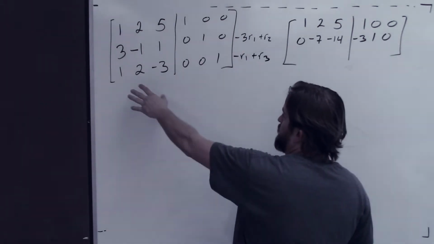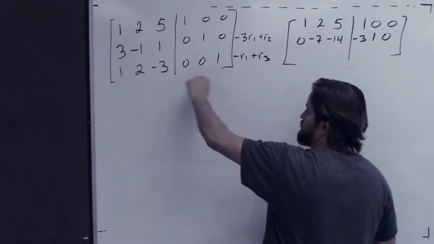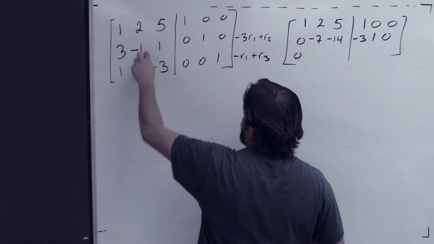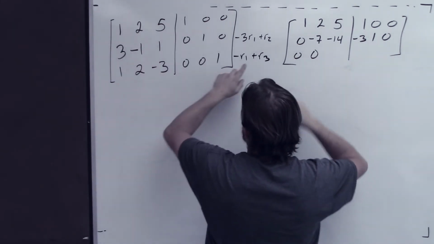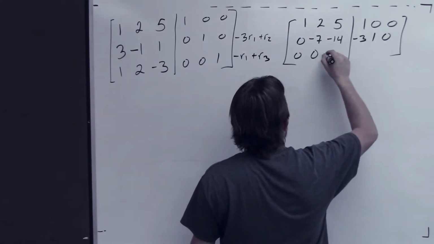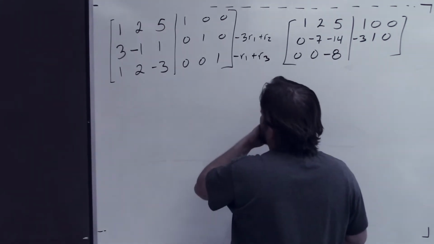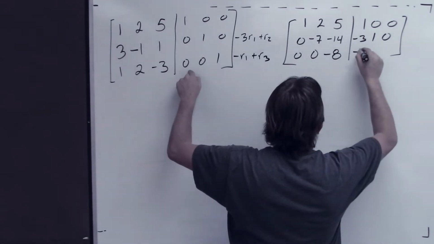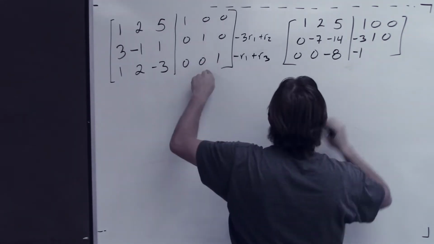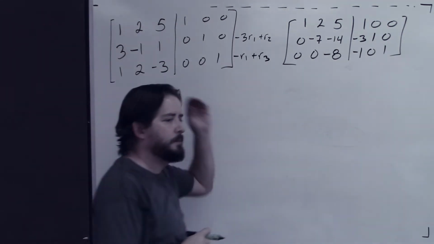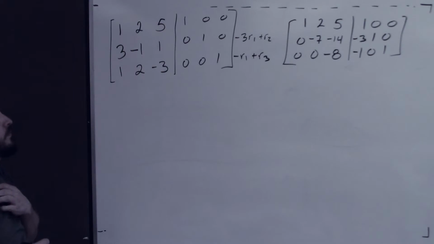Okay, so for the bottom one, negative row 1 plus row 3, so negative 1 plus 1 is 0. Negative 2 and 2 is 0, that's kind of nice. Negative 5 and negative 3 is negative 8. Negative 1 and 0 is negative 1. 0 and 0 is 0, and 0 and 1 is 1.